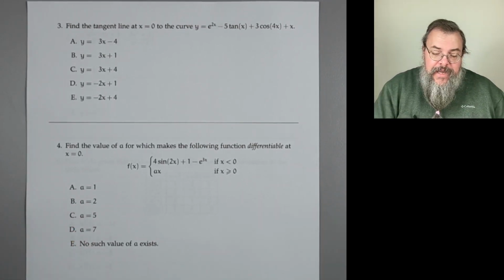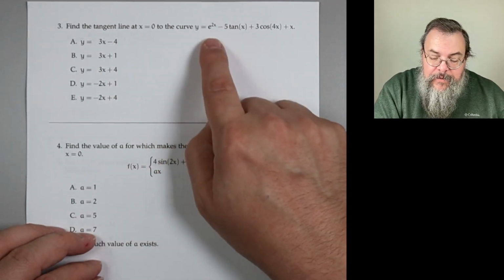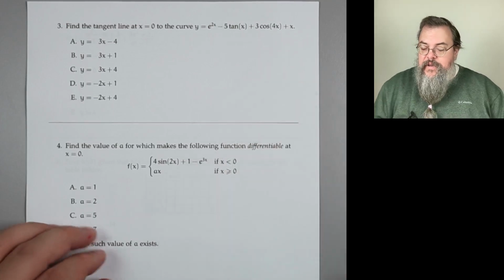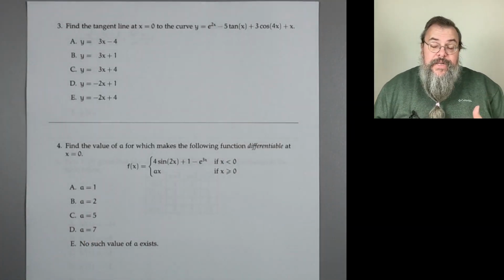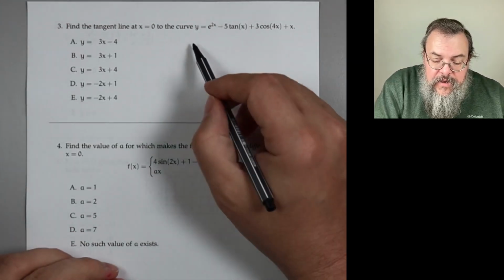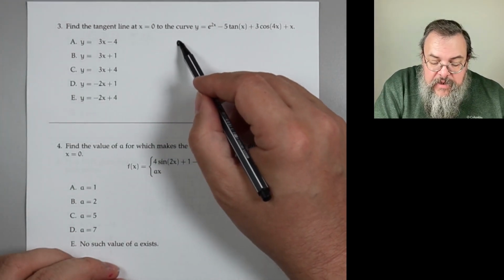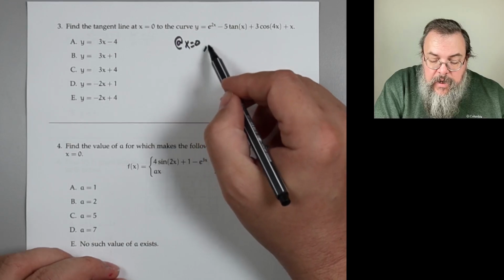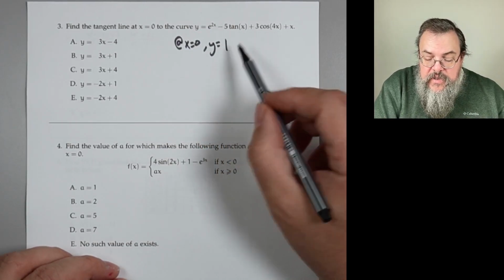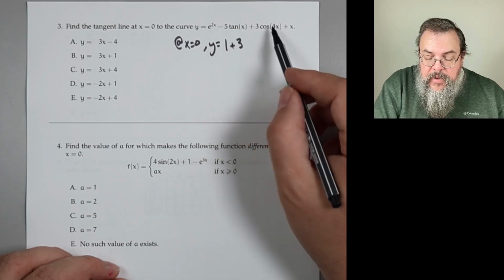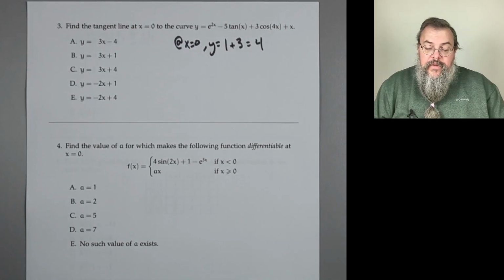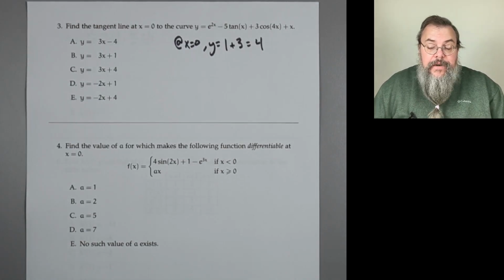Find the tangent line at x equals 0 to the curve y equals e to the 2x minus 5 tangent x plus 3 cosine 4x plus x. All right, so what do we need? We need point, slope. Let's talk about our point. So just plug in 0. So at x equals 0, what is y? Well, y is 1, tangent of 0, 0. Cosine of 0, 1. So 3 times 1, and x is 0, which is 4. So when we plug in x equals 0, we need to get out 4.